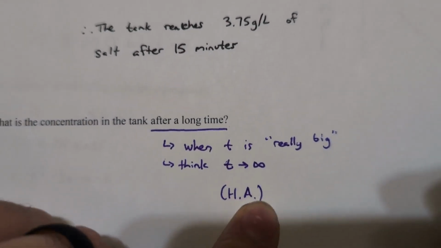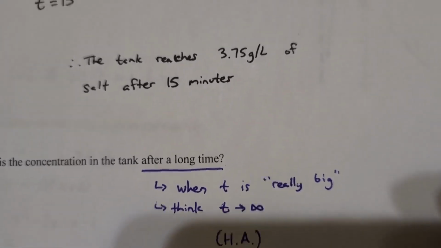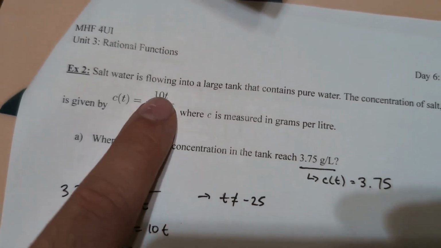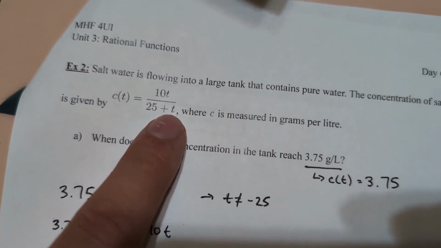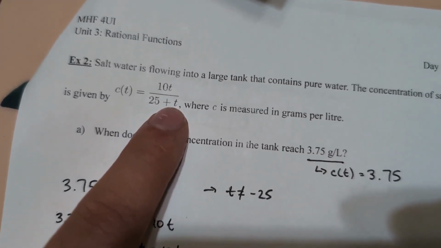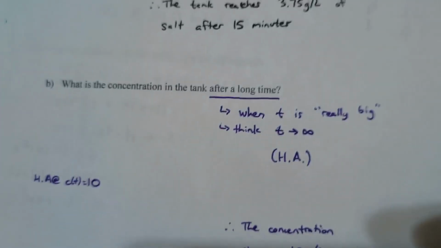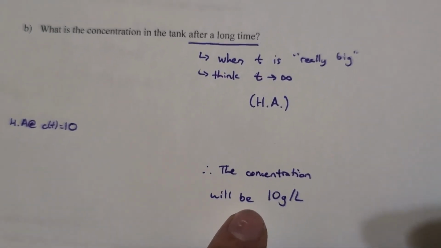So that's what's happening as that t gets really big. It's going to approach that horizontal asymptote. And so if I look back at my function here, I have a t to the power of 1, a t to the power of 1. So they are the same degree. So I can just look at the leading coefficients, 10 over 1. My horizontal asymptote's at 10. So the concentration after a long time will be 10 grams per liter.